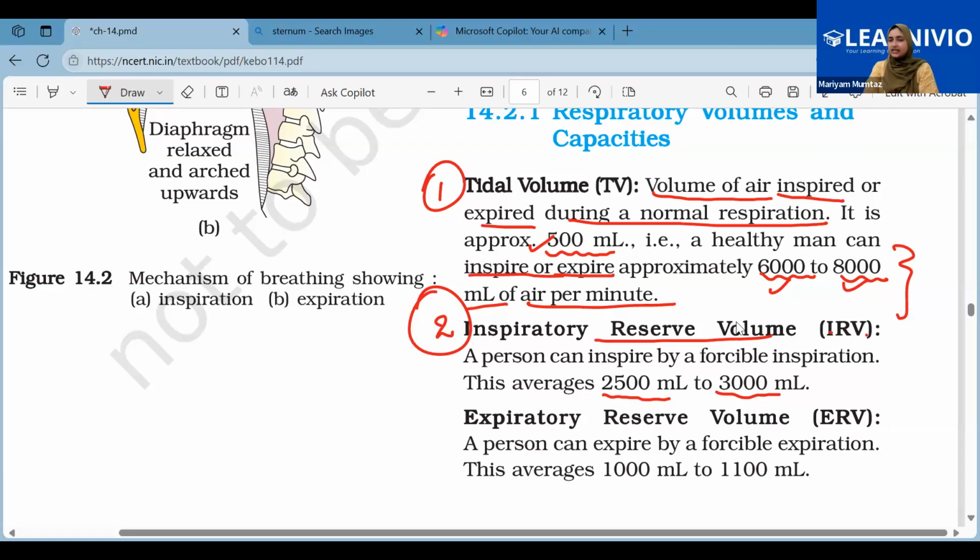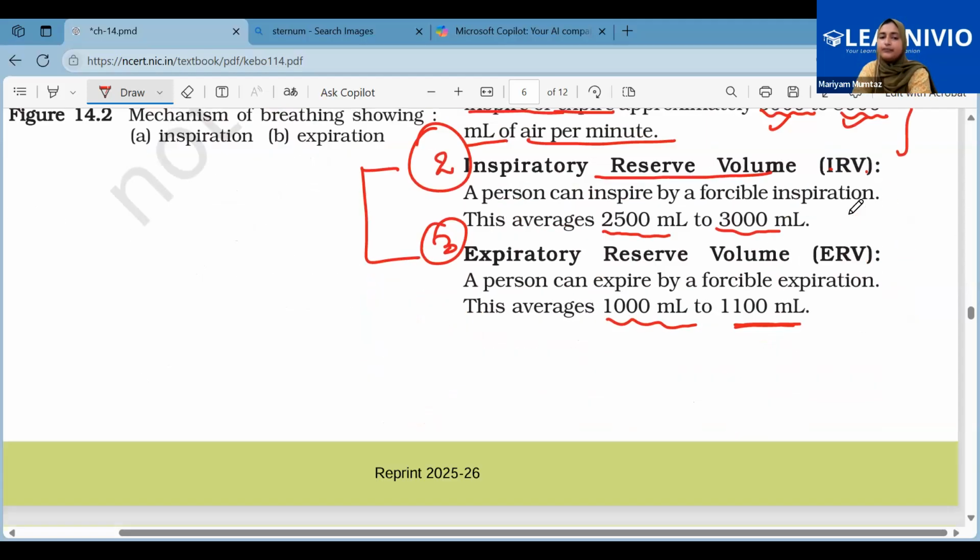Same thing when you are forcefully breathing out. The amount of air that you can breathe out forcefully is the expiratory reserve volume. That is 1,000 to 1,100 milliliters. Clear? So 1 liter. That is in the case of forceful breathing. Normal is just 500. Multiply it by the breathing rate and you have that per minute data.